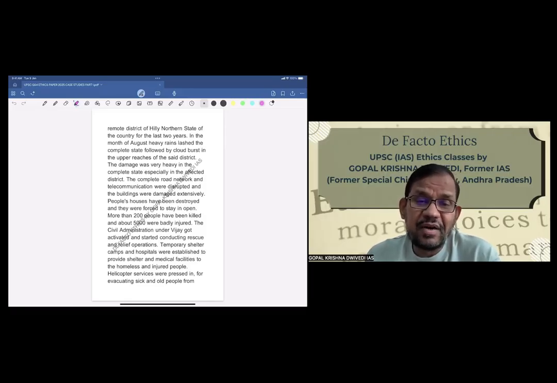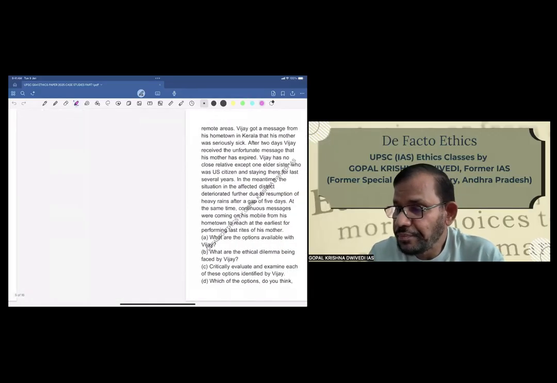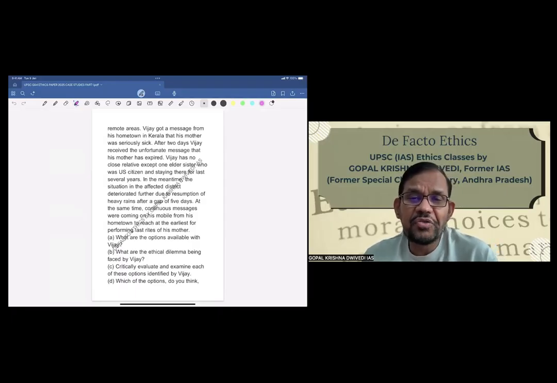The civil administration under Vijay got activated and started conducting rescue and relief operations. Temporary shelter camps and hospitals were established to provide shelter and medical facilities to the homeless and injured people. Helicopter services were pressed in for evacuating sick and old people from remote areas. Vijay got a message from his hometown in Kerala that his mother was seriously sick. After 2 days, Vijay received the unfortunate message that his mother had expired. Vijay has no close relatives except one elder sister, who was a US citizen and had been staying there for the last several years.